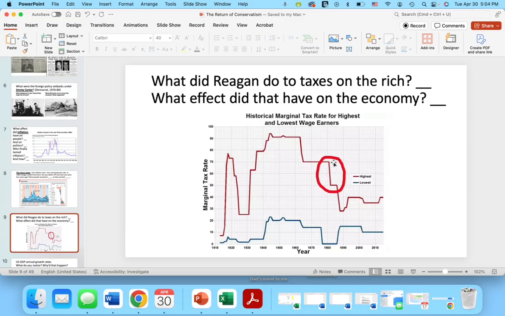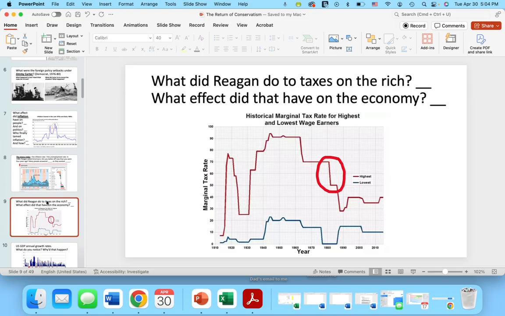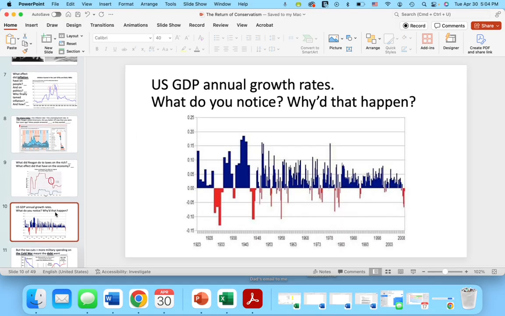He comes in '81, '82, and he cuts taxes on the rich. Okay, so people had more money in their pockets. What effect did that have on the US economy? The economy grew. So if you look here at the annual GDP growth rates, GDP stands for gross domestic product. It's sort of everything the country makes. What do you notice?